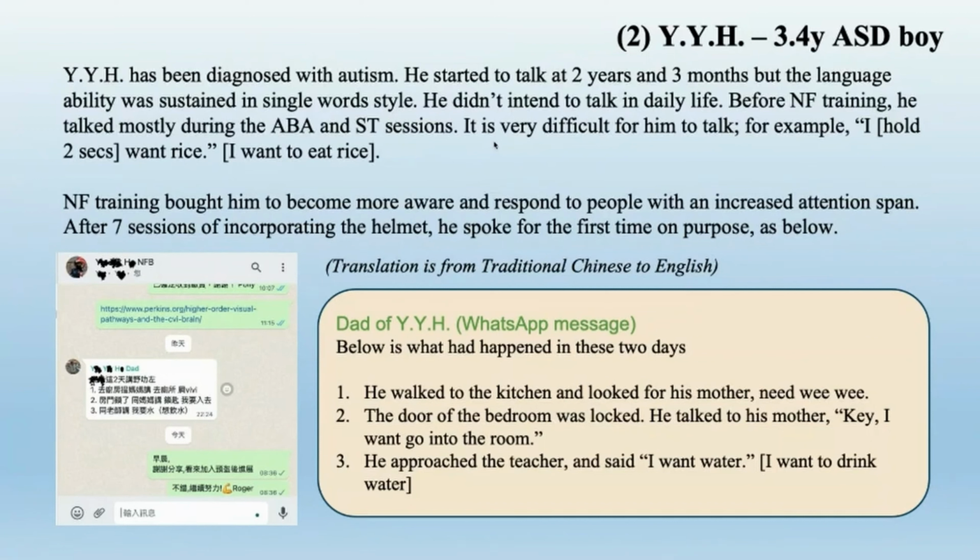He paid a lot of effort to speak out only this kind of simple sentence. Neurofeedback training brought him to become more aware and respond to people with an increased attention span. He can pay more attention, look at other people with a longer attention span. And in this case, I use 7 sections of incorporating the helmet, and he spoke for the first time on purpose, as shown below.